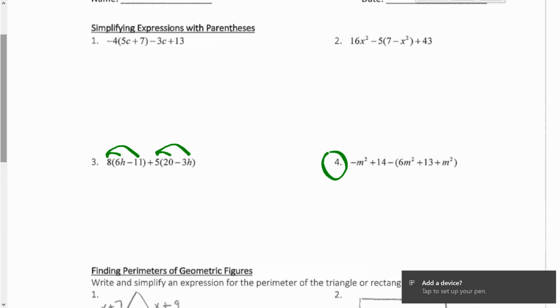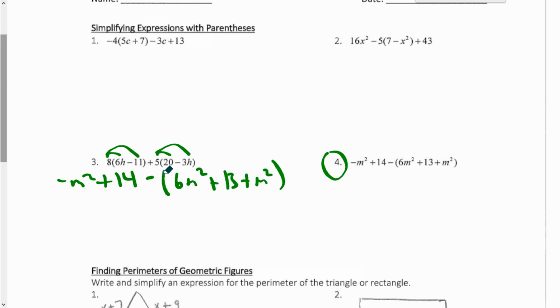there. So I have negative m squared plus 14. I have a subtraction sign, and then I have parentheses 6m squared plus 13 plus m squared. When I have this negative sign and then I open up parentheses, it might help you to write a 1 in there because technically I have a negative 1. We call that the ghostly 1 because it's not really there, but it still counts as a negative 1. So that's what I'm distributing to all of these.